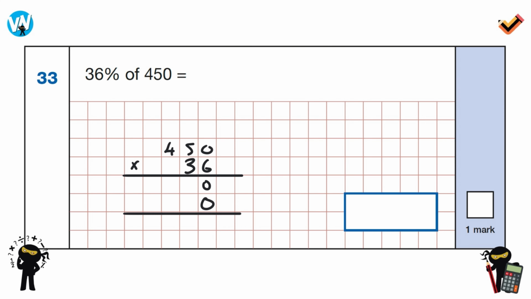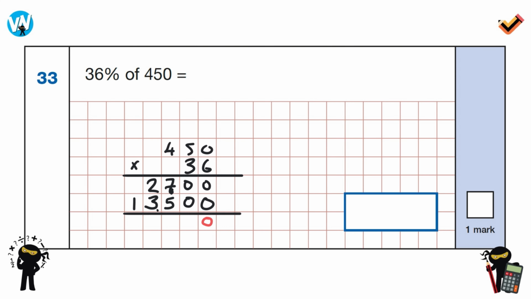6 times 0 is 0. 6 times 5 is 30. 6 times 4 is 24. Add the 3 is 27. 3 times 0 is 0. 3 times 5 is 15. Carry the 1. 3 times 4 is 12. Add the 1 is 13.